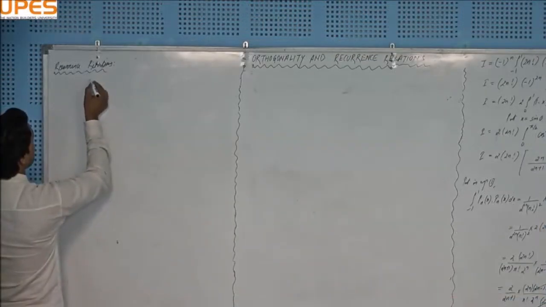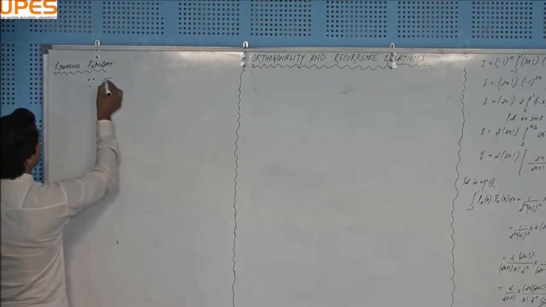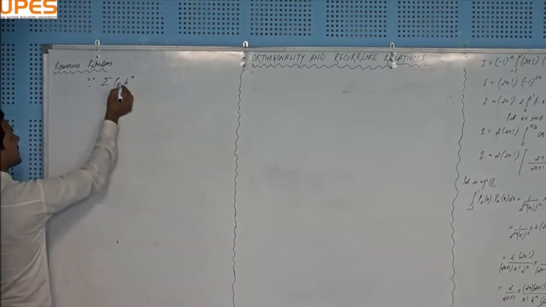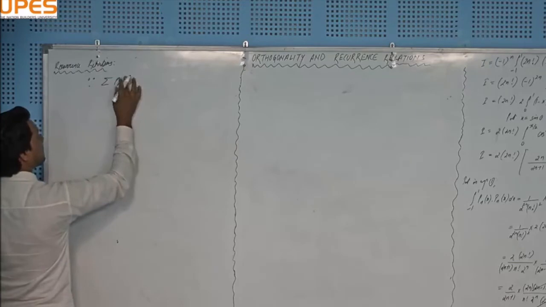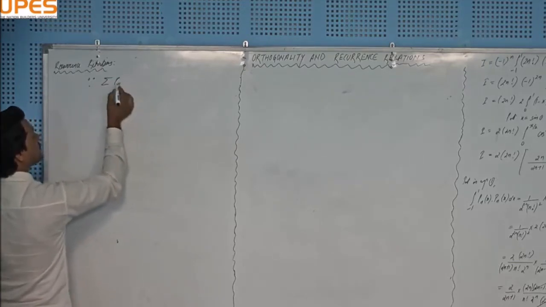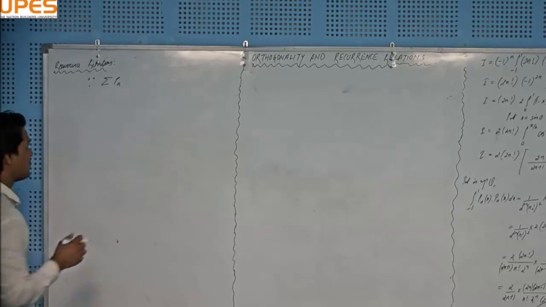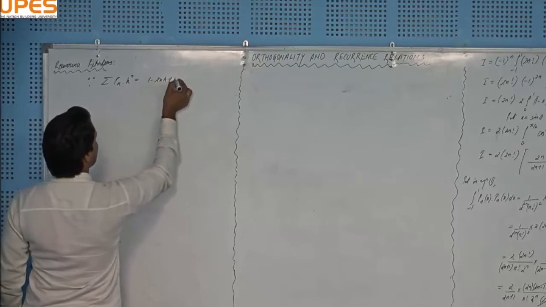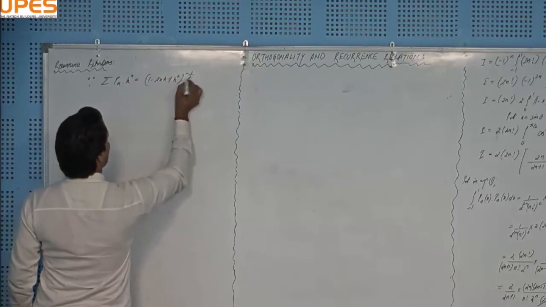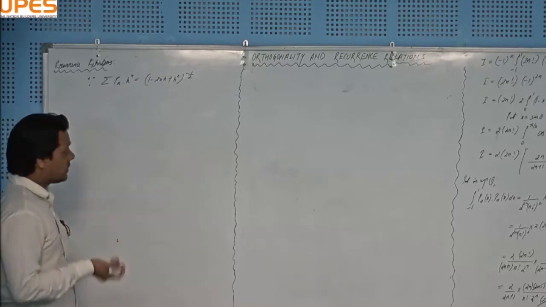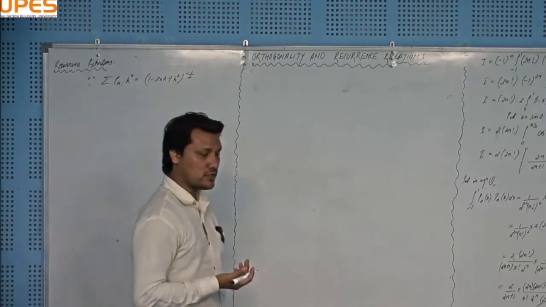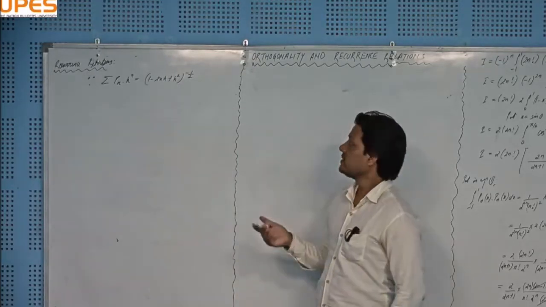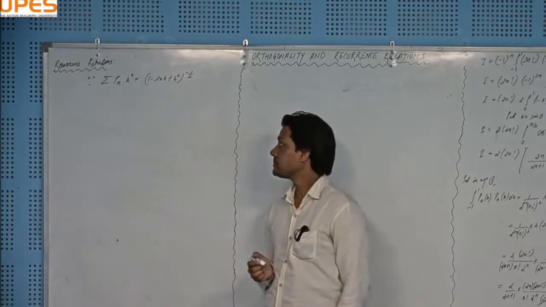So the generating function was the summation of Pn h to the power n. I am skipping writing x here. You write x here, but I am skipping that x. It is understood that this Pn is a function of x, multiplied by h to the power n, and that was equal to 1 minus 2xh plus h square to the power minus half. It indicates that a Legendre polynomial is actually the coefficient of h to the power n in the expansion of this. So that thing can be written in this way also.